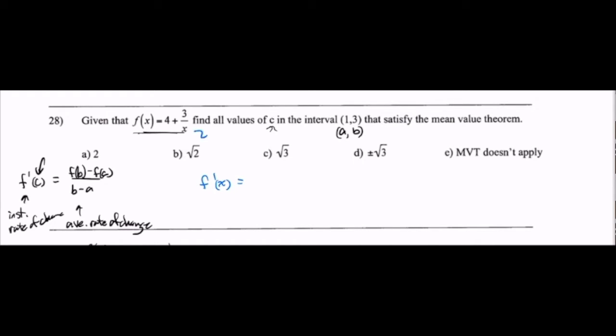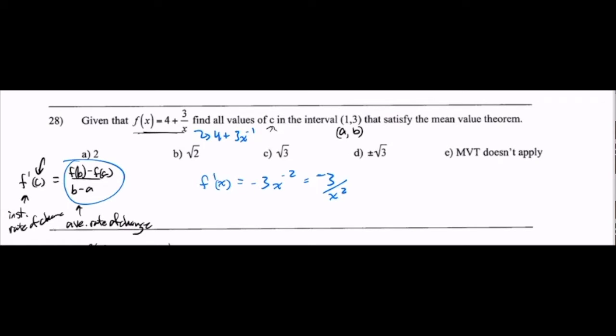Let's rewrite this. We're going to say 4 plus 3x to the negative 1. I don't like fractions. If I can get rid of fractions, I want to get rid of them. So the derivative of 4 is 0 because it's a constant. And then the derivative of this guy would be negative 3x to the negative 2, which is the same as negative 3 divided by x to the second power. So where does that equal the average rate of change?